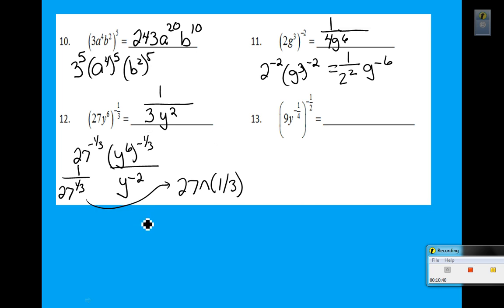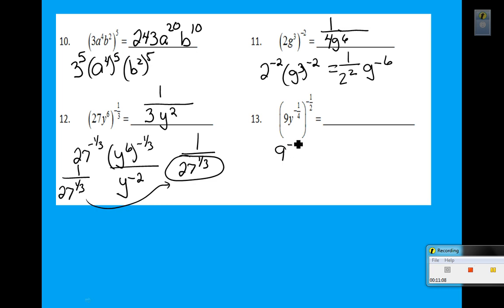So once again, 27 to the negative 1/3, you have to think of it as 1 over 27 to the 1/3, and then you're going to type this part in your calculator. Keep in mind that there's a 1. Number 13 is one more kind of like it. So you're going to do this first.